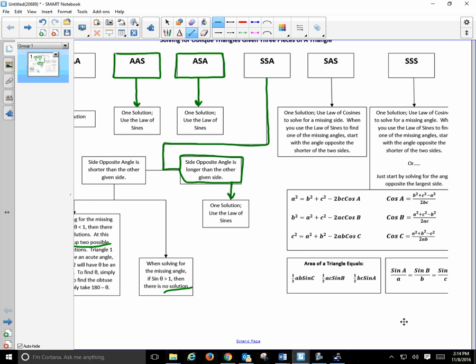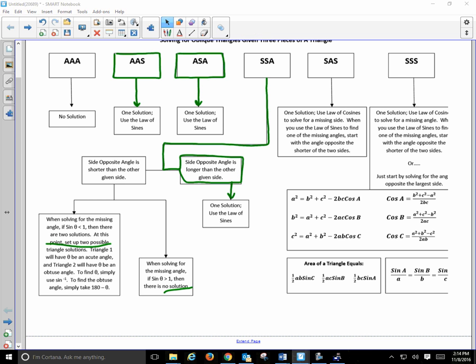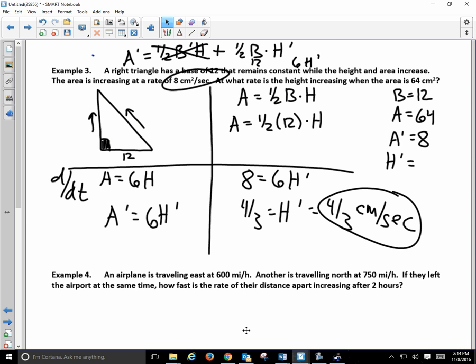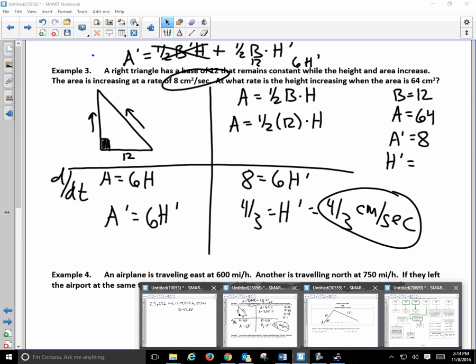Today we will set up 3 examples, and your goal is to identify whether it's going to be one solution, 2 solutions, or no solutions. This is the most complicated part of the unit. If you could get through this, you could get an A+ on the test. No questions asked. Let's give it a shot.